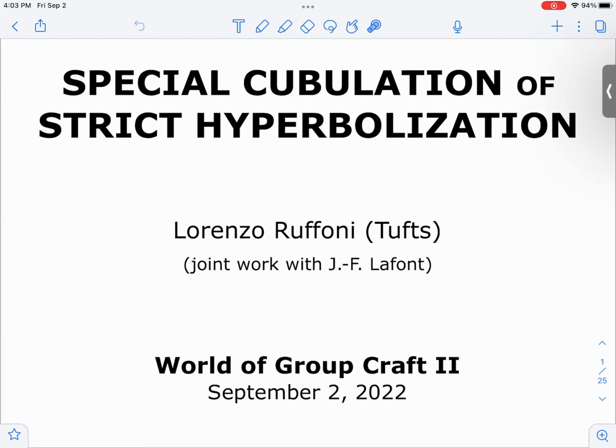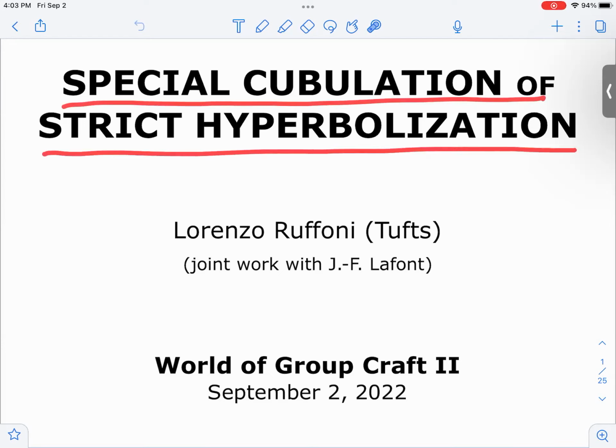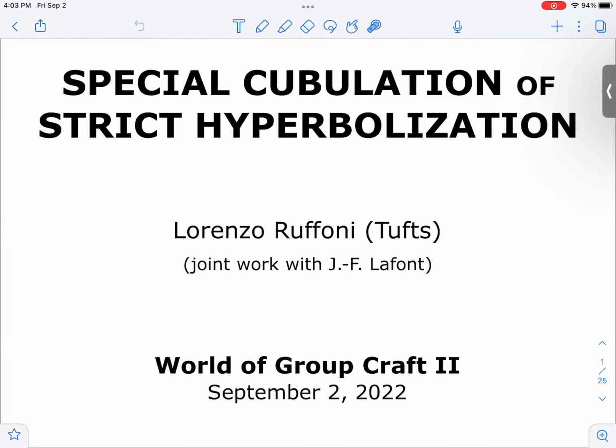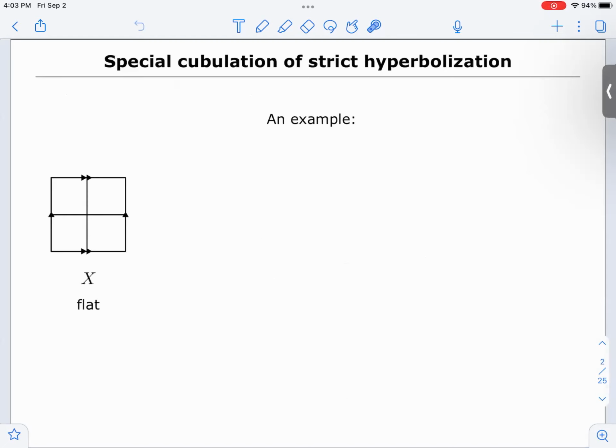So today I'm talking about a joint project with Jean-François Lafont, and that's going to be about these two procedures that you see in my title, from geometric group theory, special cubulation and strict hyperbolization. I'm going to start us off by giving you one example of what those two constructions look like, and then I'm going to give you a rough statement, and then I'm going to start my talk.